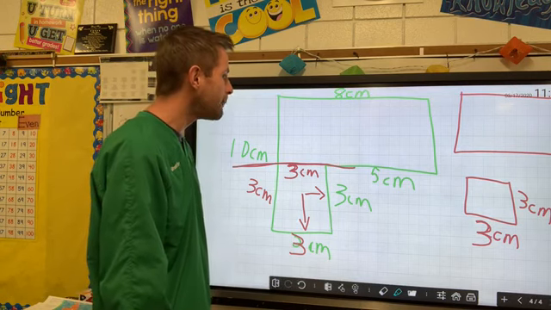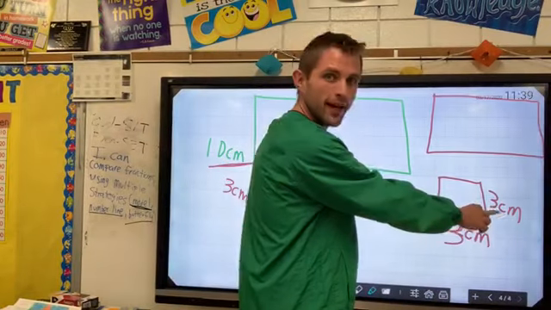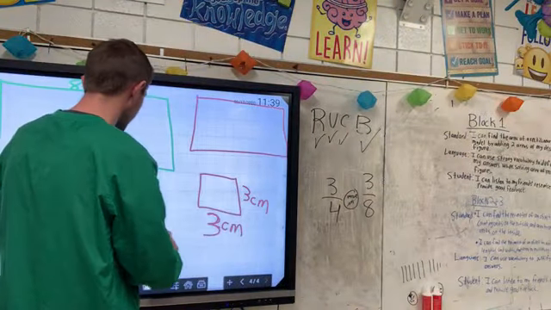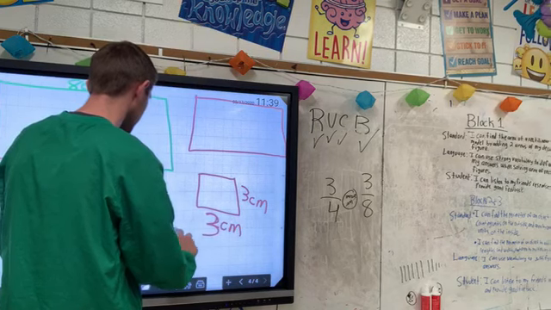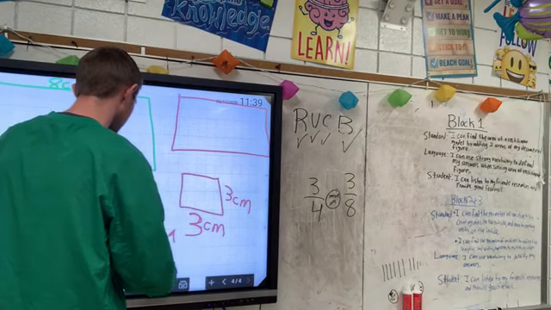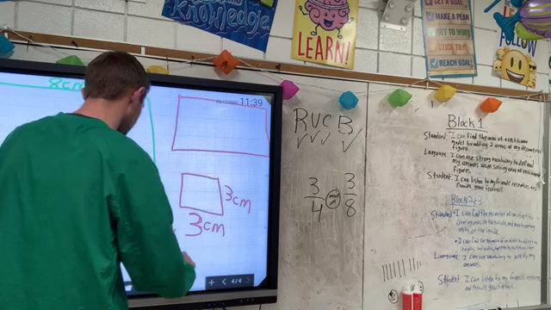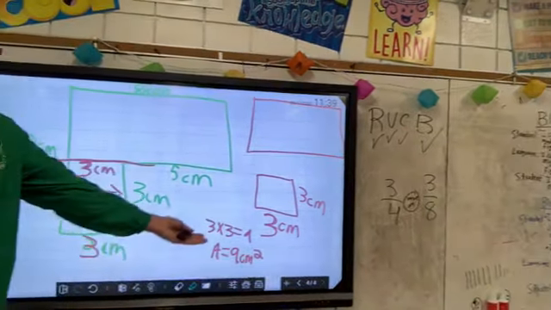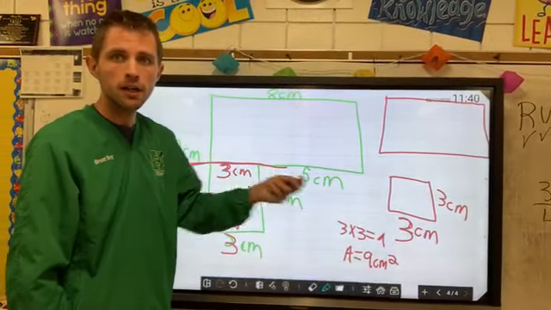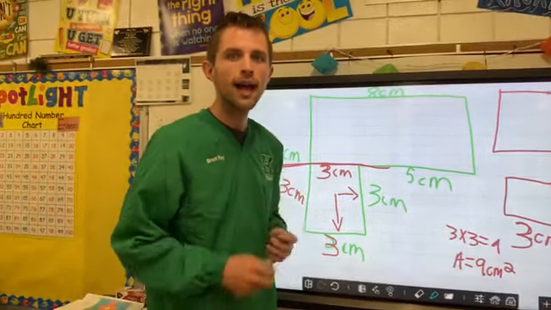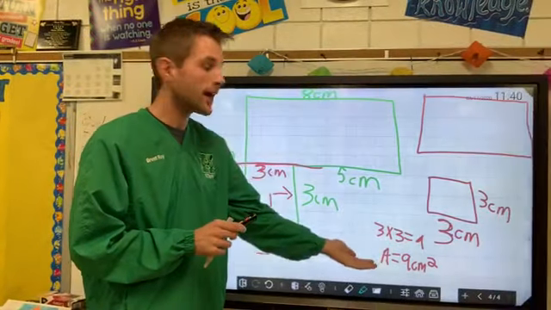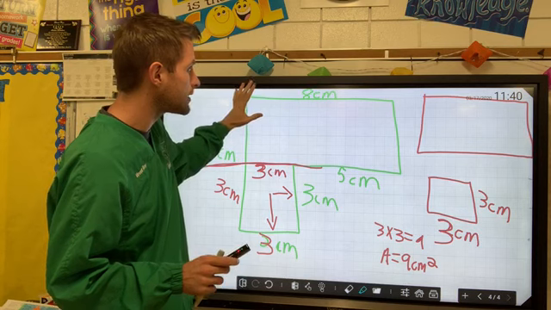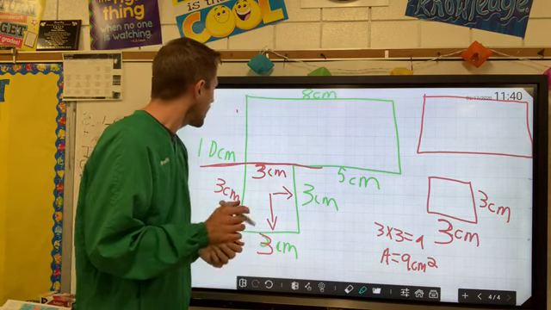Anyways, we have the length and width to our bottom square. 3 times 3 is what? It's 9. Area is going to equal 9 centimeters squared. We found the area for our first square. Now let's find the area of our second shape up here.